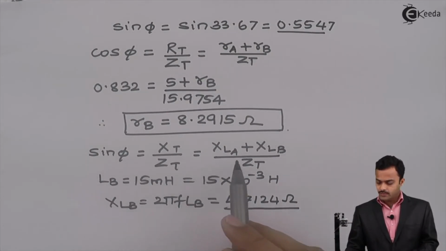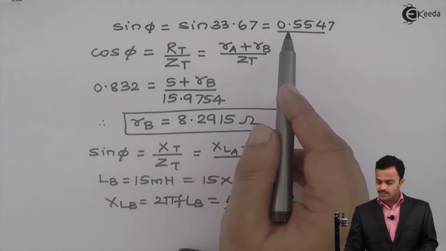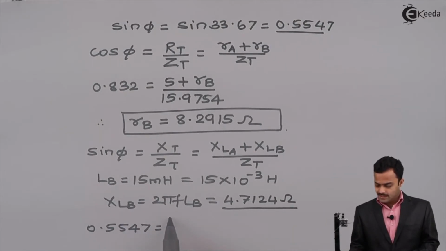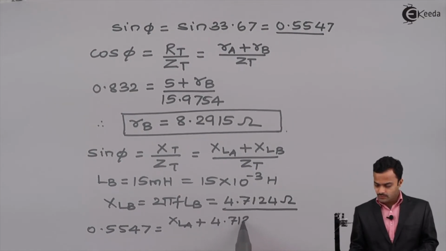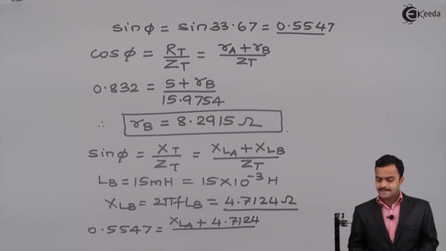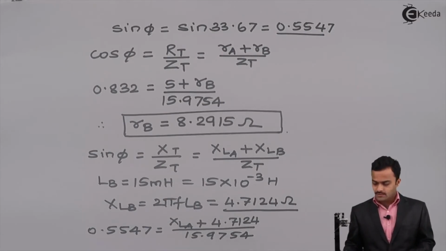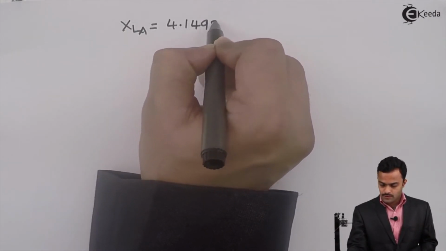Now sin phi equal to XLA plus XLB divided by ZT. Sin phi we calculated as 0.5547. XLA is the unknown. XLB is 4.7124 and ZT is 15.9754. So in this, only unknown is XLA, which is obtained as 4.1492 ohm.